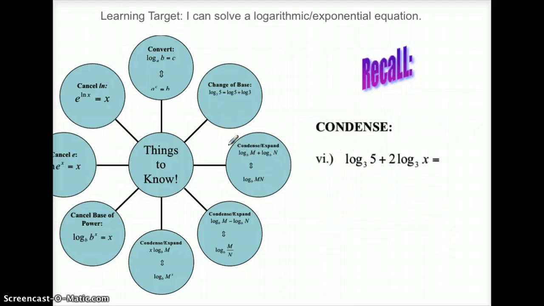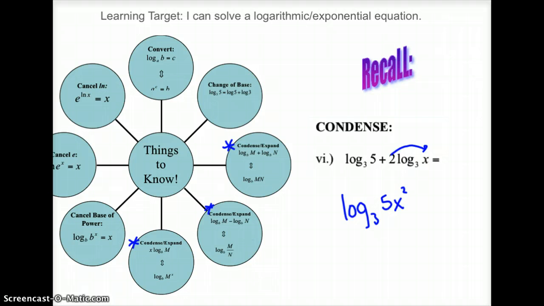Now the next thing is condensing. So these 3 spokes, think about when we played Battleship in class. 2 logs are added, means originally they were multiplied. 2 logs are subtracted, means you originally had division, and if there's a number out front, it was a power previously. So, for example, this 2 was a power, and why were the 5 and the x logs added? Because originally 5 and x were multiplied. Just remember x had a power of 2.